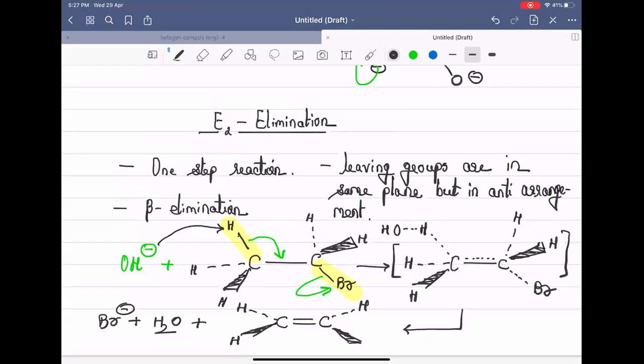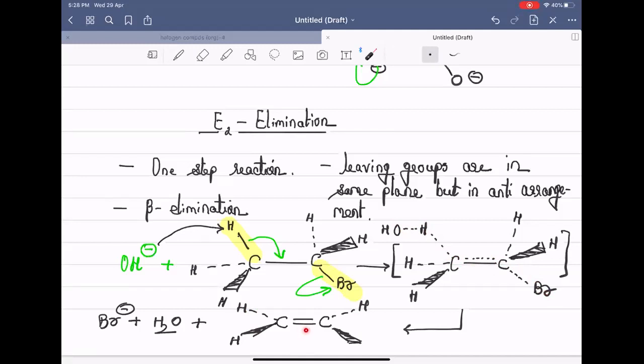This is E2 elimination. You can see that there is a transition state involved, right? The bonds which are on the verge of getting formed, or the bonds which are on the verge of getting broken, are shown by dots. And this would give you an alkene. Here in this alkene, geometrical isomerism is not possible.